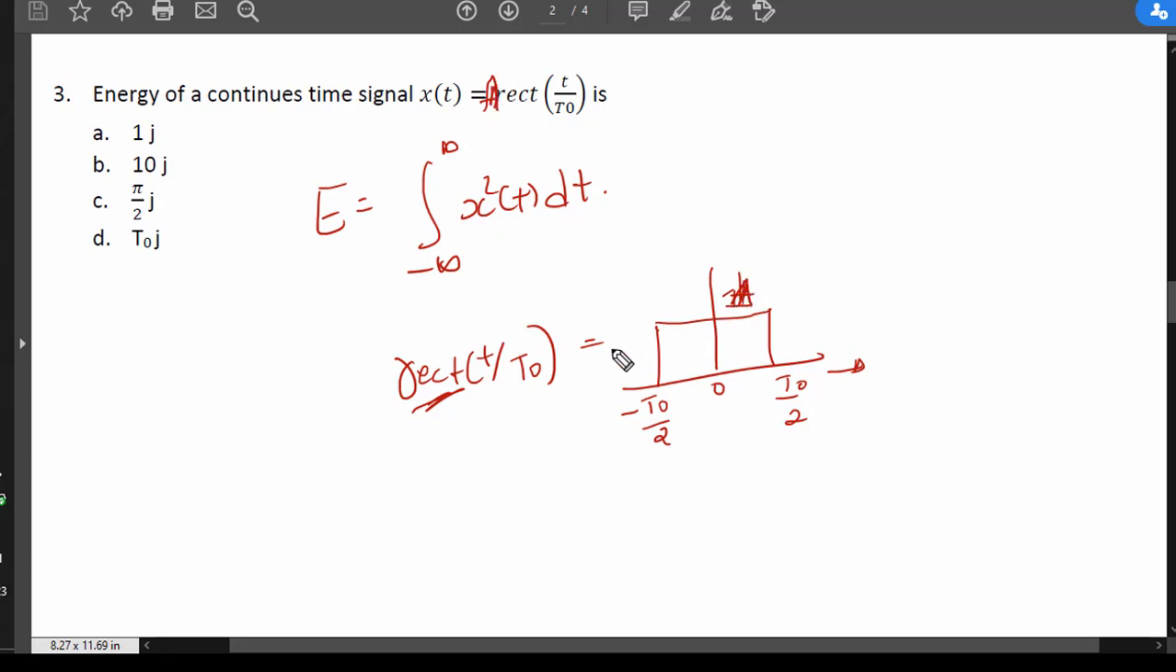Now I have to integrate this signal, which is x of t. First I have to square it and then integrate it from minus t naught by 2 to t naught by 2. We'll do that.